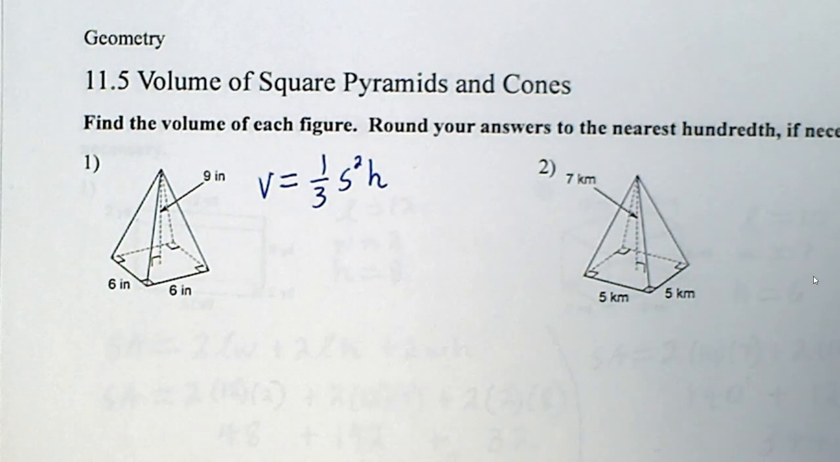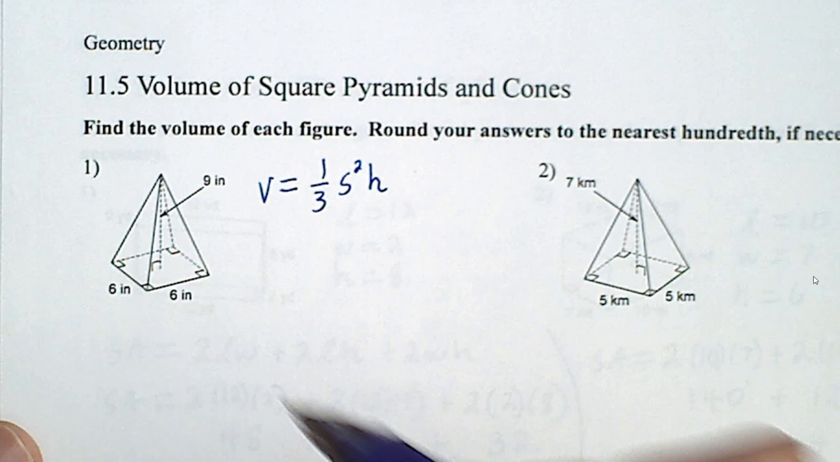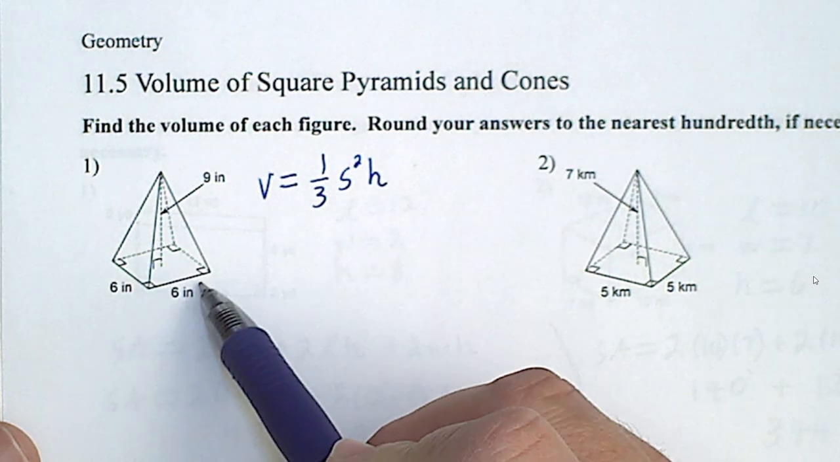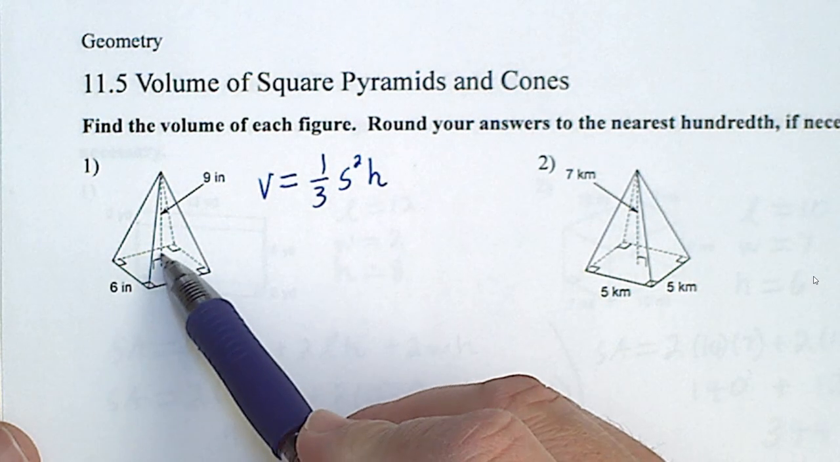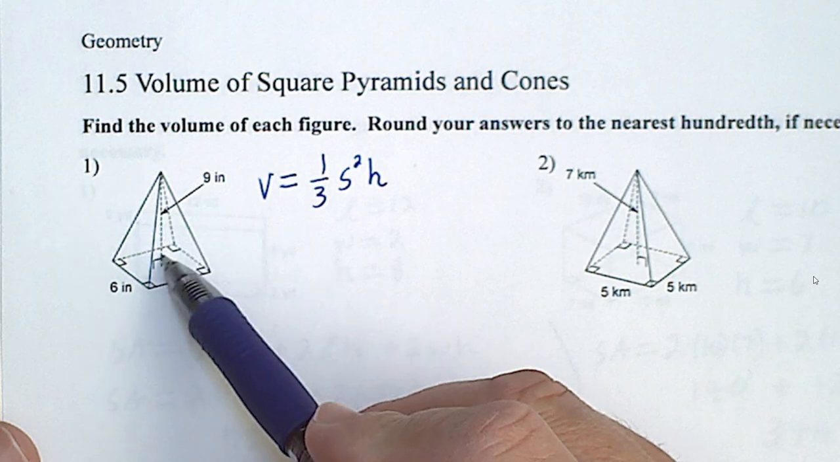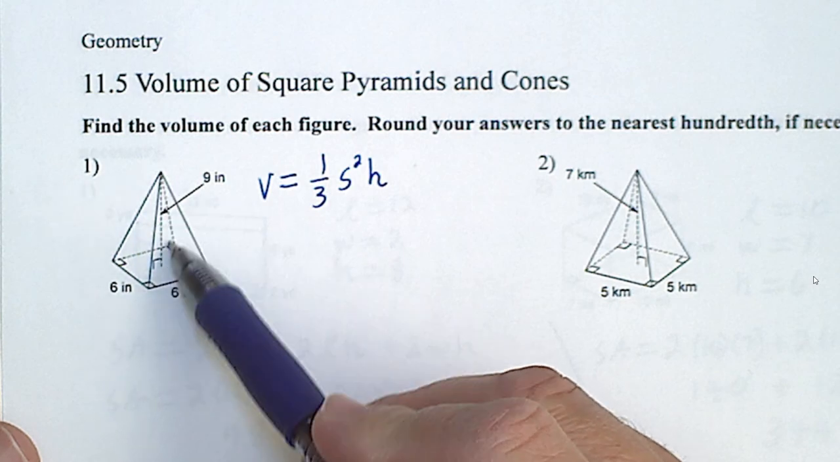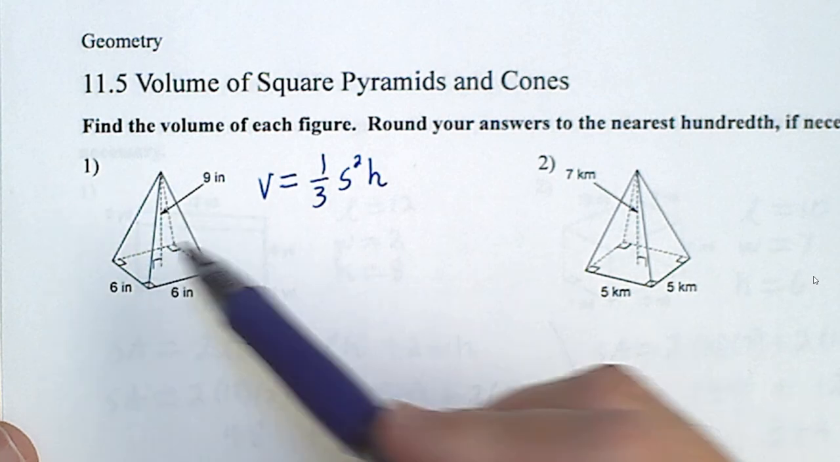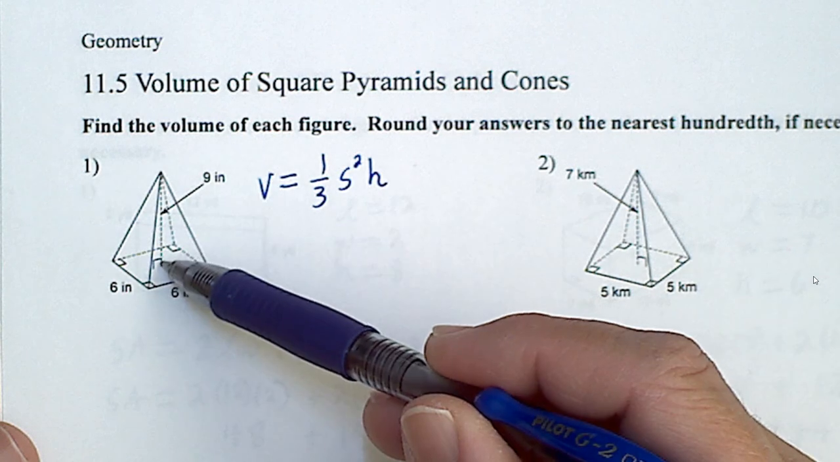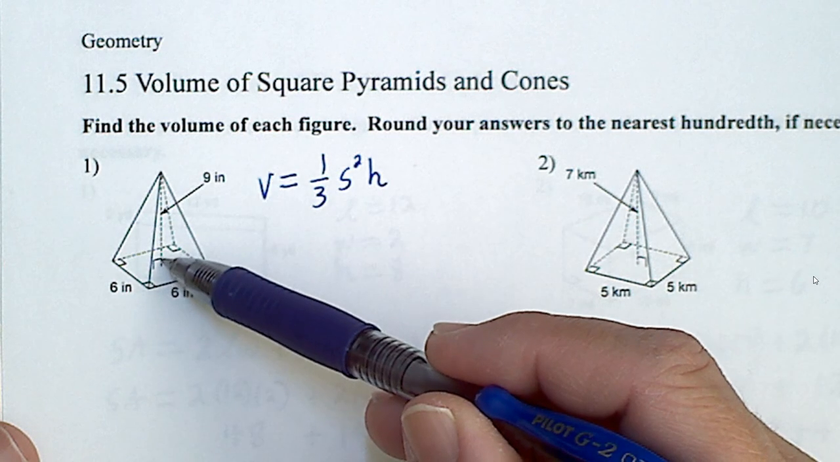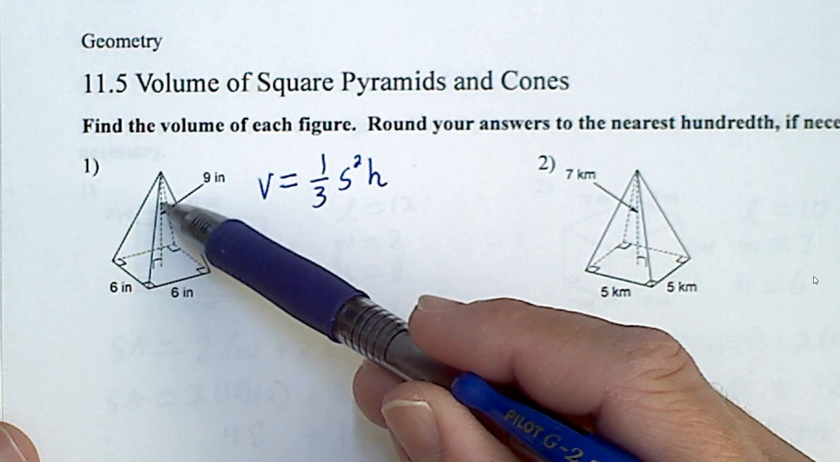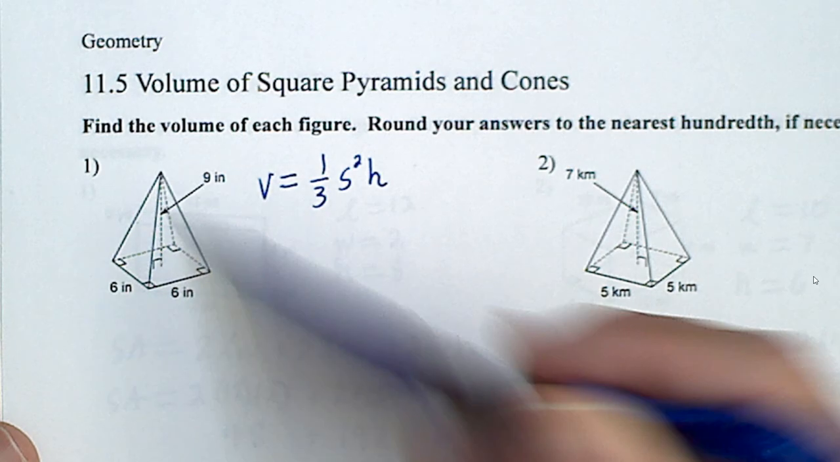Two things you need for a square pyramid is you just need to know the length of the side of the base, and then you do need to know the actual height of the pyramid. Notice we're not using the slant height anymore. We needed that for surface area, but for volume we need the actual height, which is the distance from the very center of the base up to the very top point of the pyramid, which you will be given.